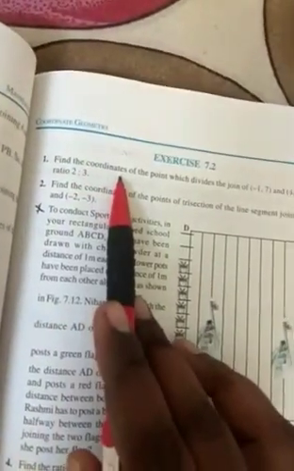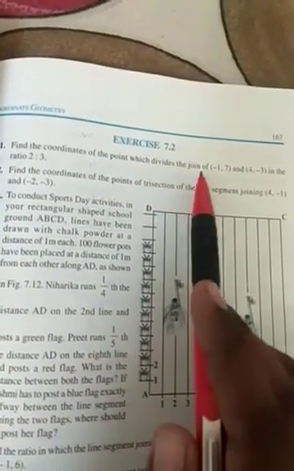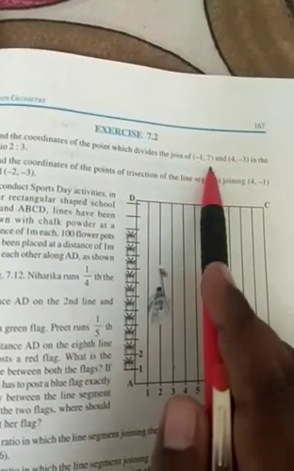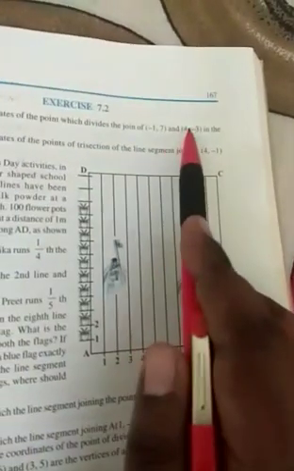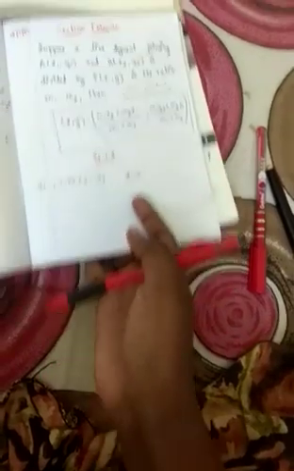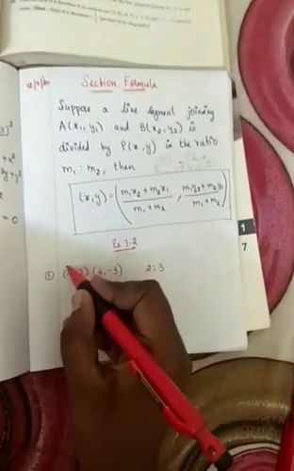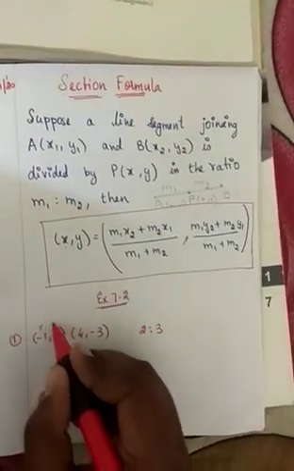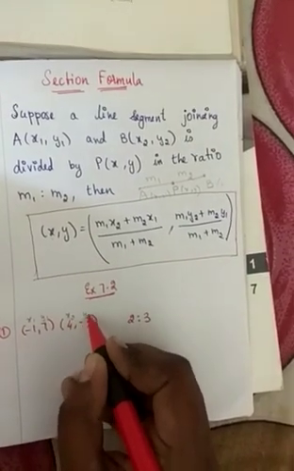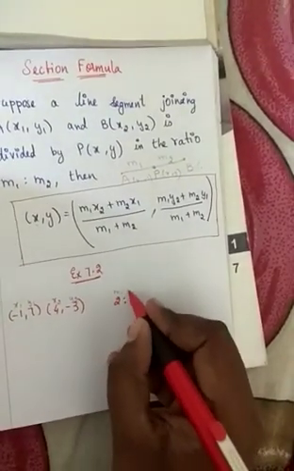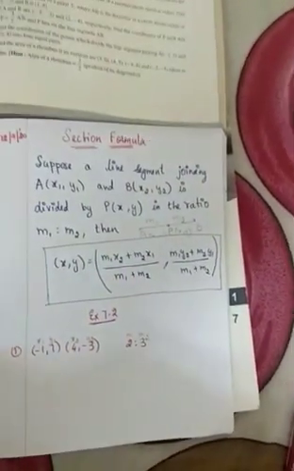Now we will directly go to the formula in the exercise, so you will understand better. Here, find the coordinates of the point which divides the join of (-1, 7), this is your A, and (4, -3), this is B, in the ratio 2:3. So I have written -1, 7, 4, -3, 2:3. We have to find what x and y are. Before you start, write x1, y1, this is x2, y2, and this is m1, m2. So we have to find (x, y).